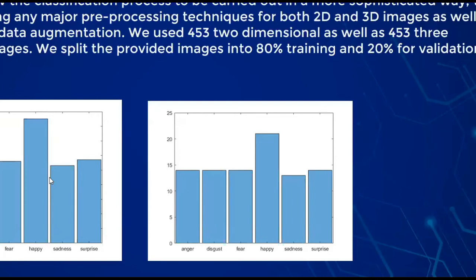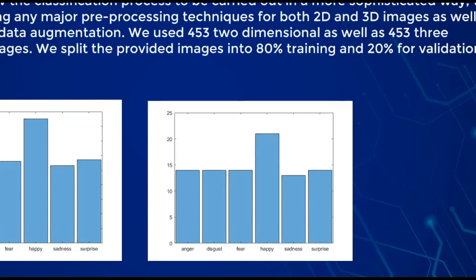In our experiments, we used, as I mentioned, the Bosphorus dataset. In order to allow the classification process to be carried out in a more sophisticated way, we avoided applying any major pre-processing techniques for both 2D and 3D images, as well as avoided applying data augmentation, just for the sake of having a fairer comparison.